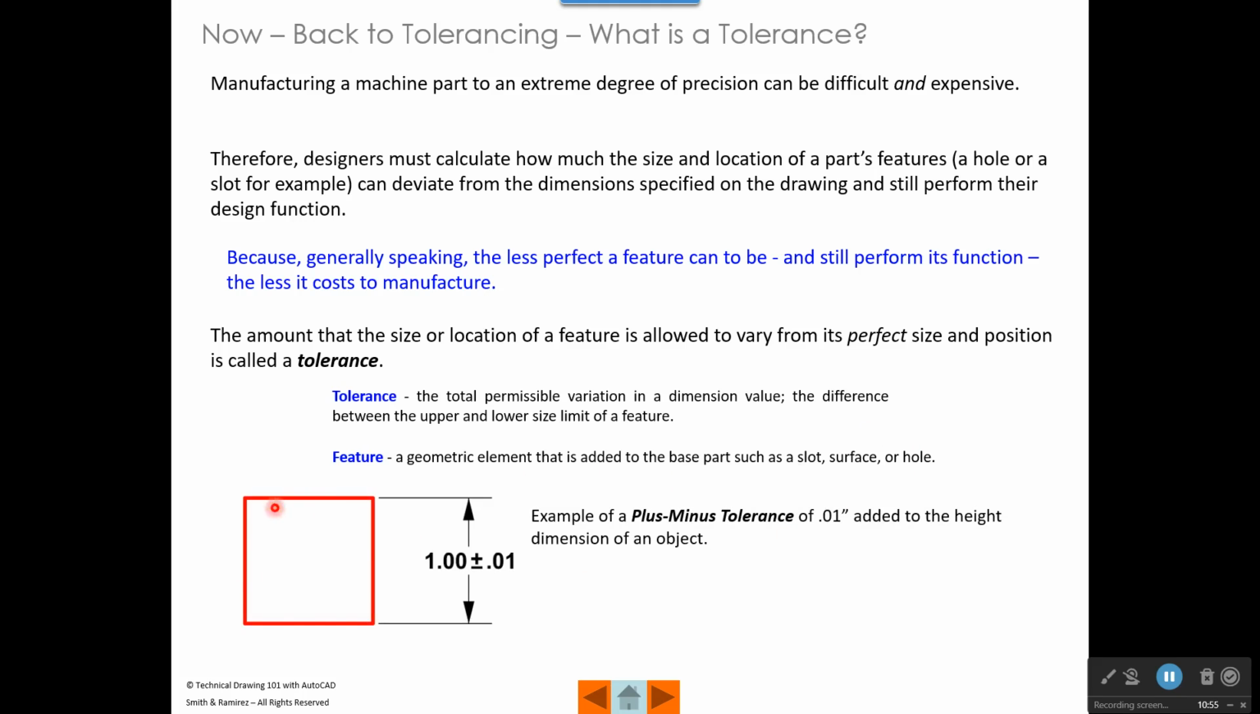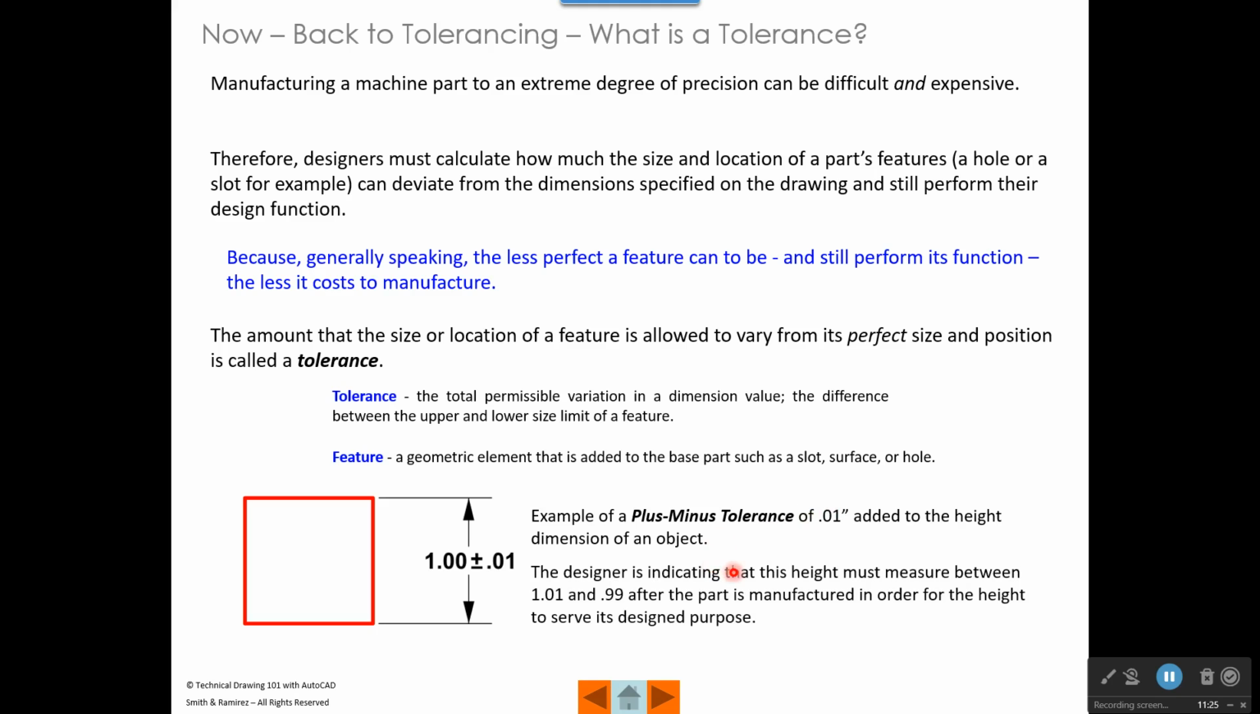So here's an example of a part. Let's say that this is the front view of the part, and we have a dimension on this part that says 1.00. So this is 1 inch from this surface to this surface. But a tolerance has been added to this, and the way it's written, it says that this is 1 inch plus or minus 0.01. Now we know that 0.01 is 1/100th of an inch, right?